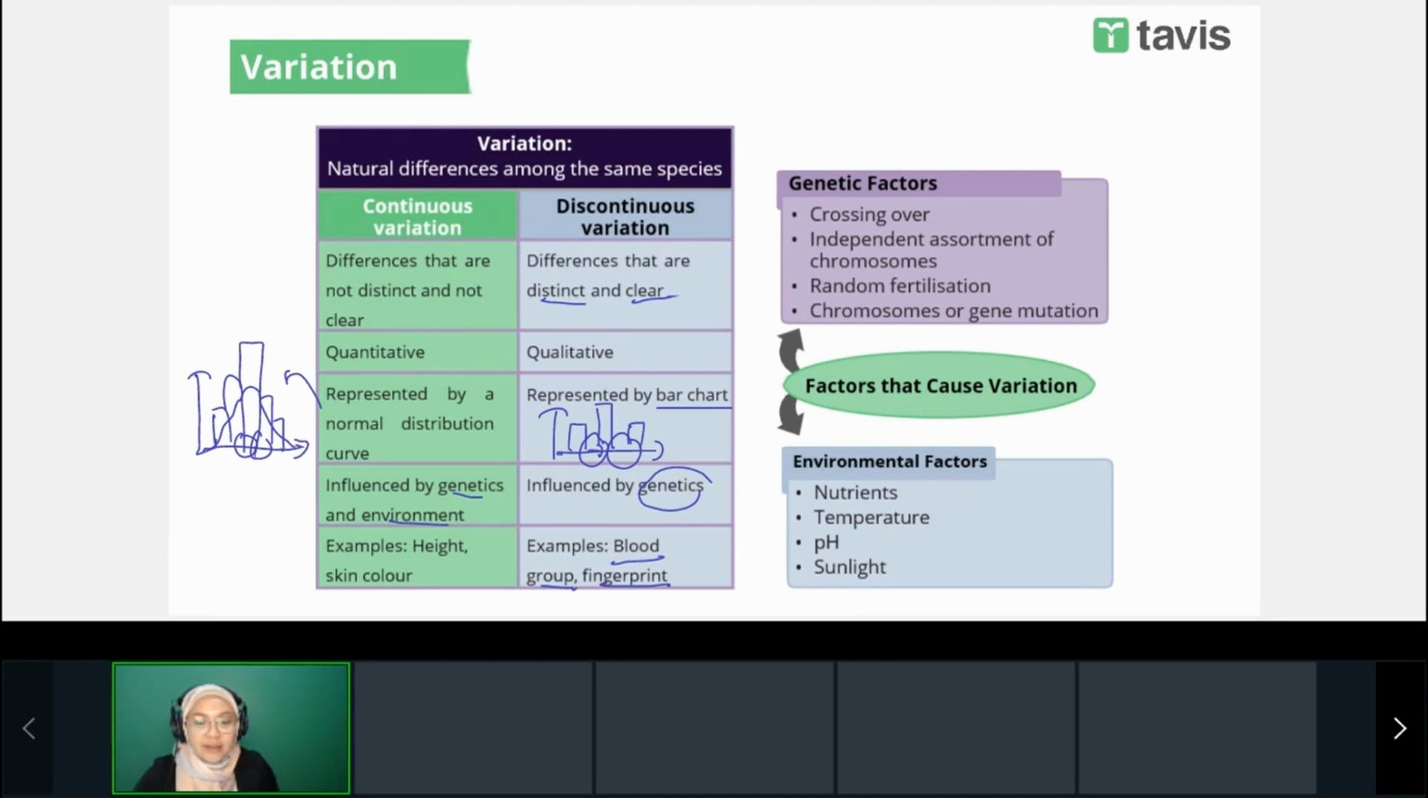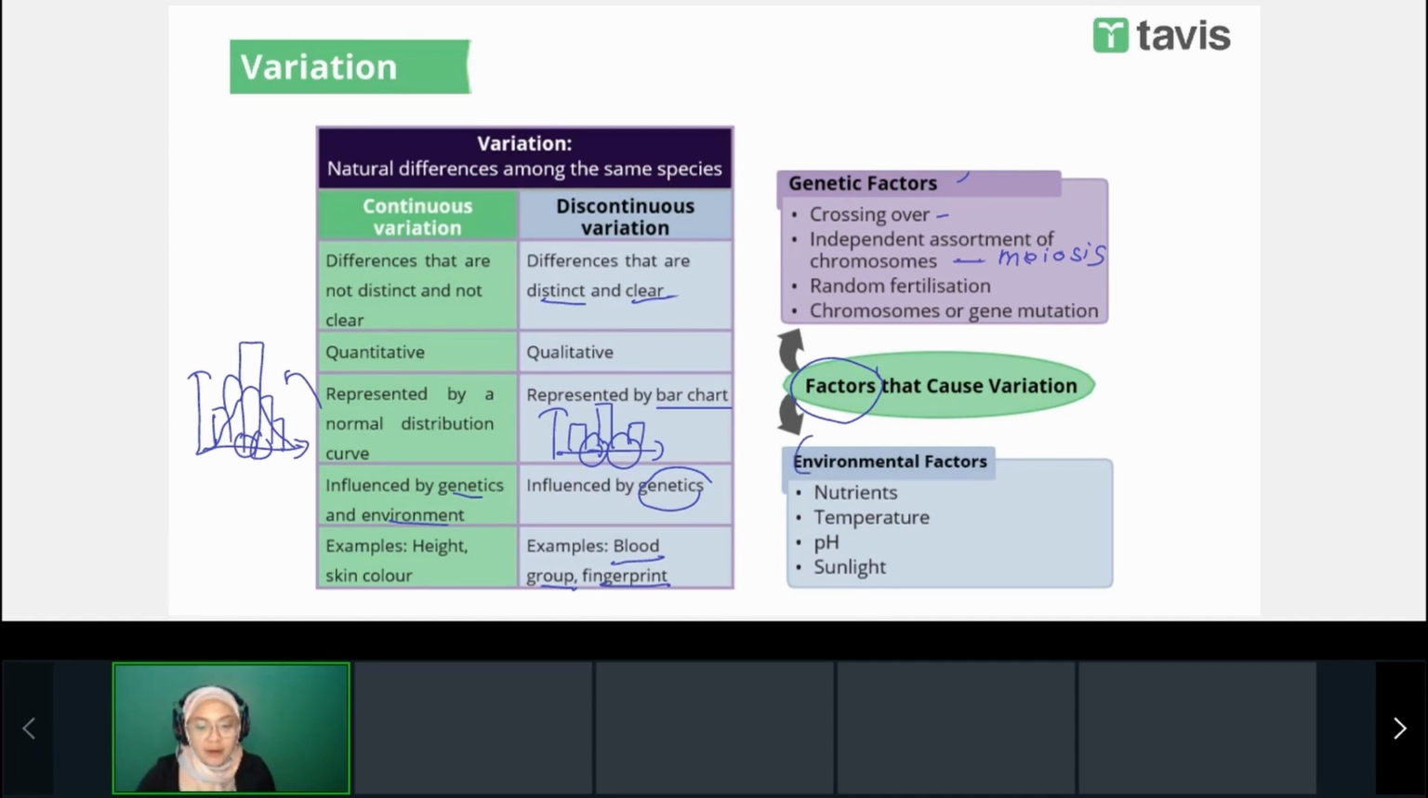Okay, the factors that can cause variation. The first one is genetic factors, such as crossing over. Remember, just now I told you about the exchange of information between chromosomes. It causes variation. Independent assortment of chromosomes in meiosis also causes variation. Then random fertilization, and chromosome or gene mutation.